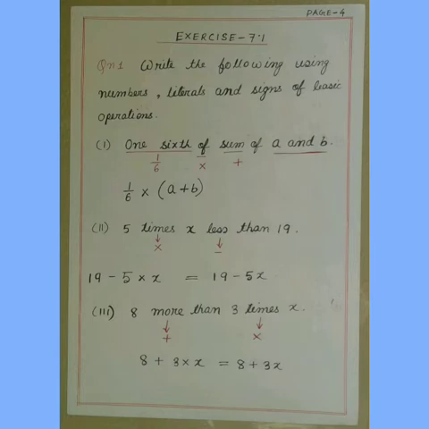Number 2, 5 times x less than 19. So 5 times x, times is a multiplication. So 5 into x. How much is it less than? 19. So it will be 19 minus 5 into x, equal to 19 minus 5x. Number 3, 8 more than 3 times x. More is plus, times is multiplication. So it will be 8 plus 3 into x, which is 8 plus 3x.